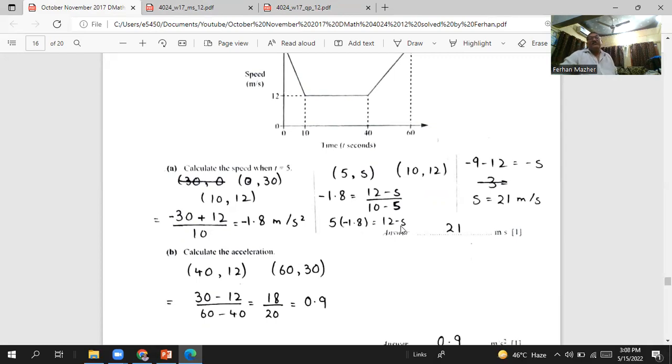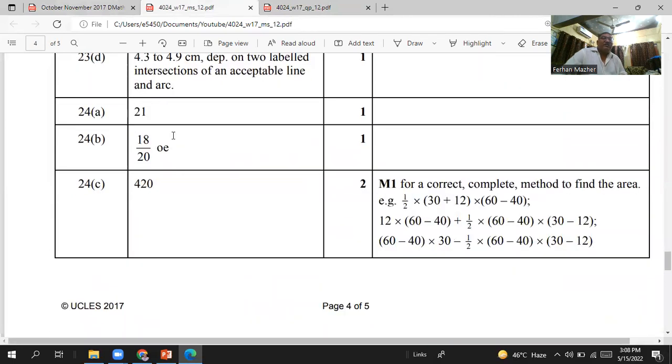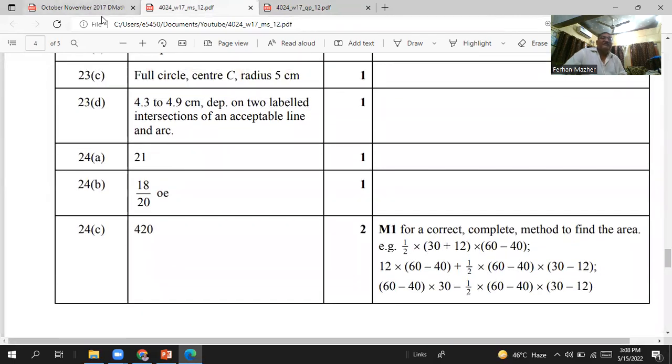It will be minus 9, and when this 12 comes to this side, it will also be negative. So it will be minus 9 minus 12, which is minus 21, and minus minus will be cancelled. So s will be 21 meters per second. So the speed at 5 seconds will be 21 meters per second. Let's check. 21 is the right answer, sir.